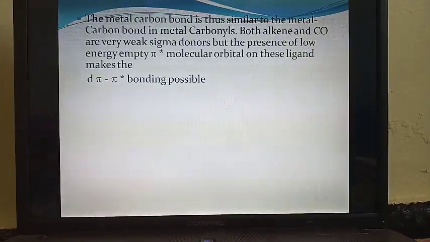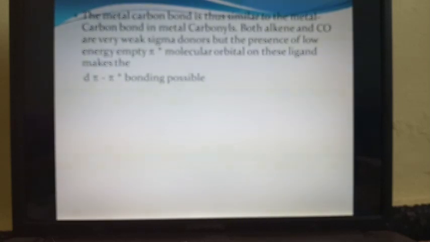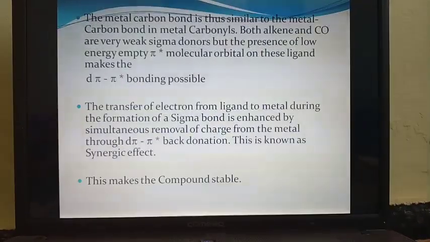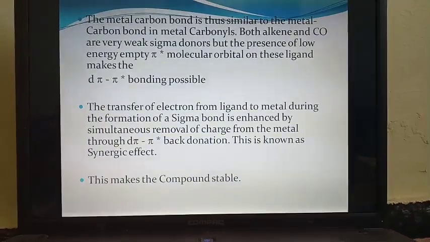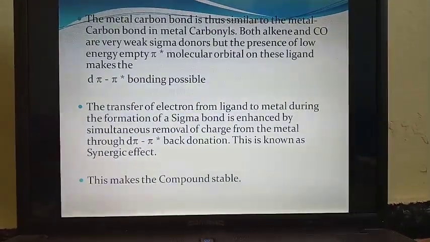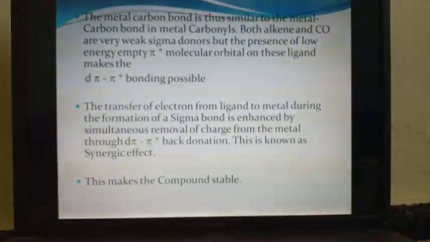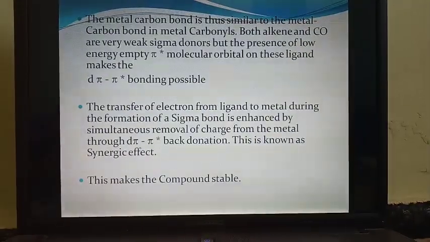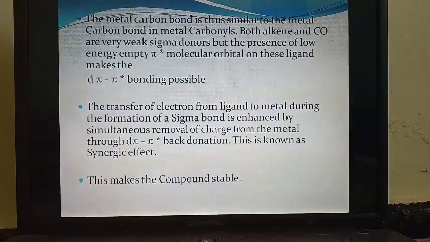The metal carbon bond is similar to the metal carbon bond in metal carbonyls. Both alkene and CO are very weak sigma donors, but the presence of a low energy empty pi star molecular orbital in these ligands makes d pi to pi star bonding possible. The transfer of electrons from ligand to metal during the formation of the sigma bond is enhanced by the simultaneous removal of charge from the metal through d pi to pi star back donation. This is also known as the synergic effect, which we discussed in metal carbonyls. Once again, this makes the compound stable.